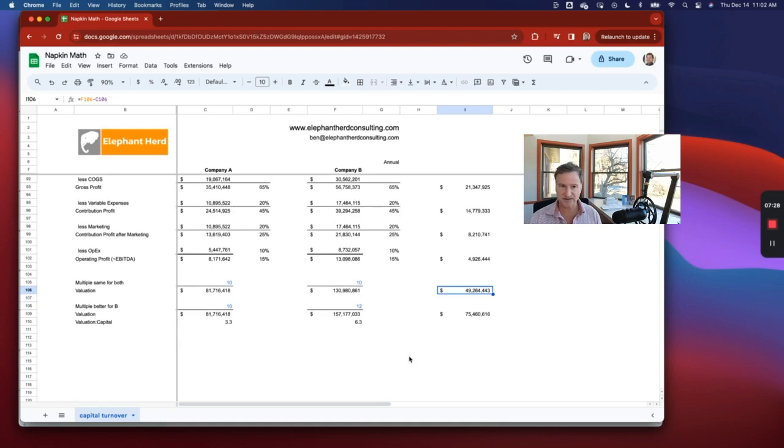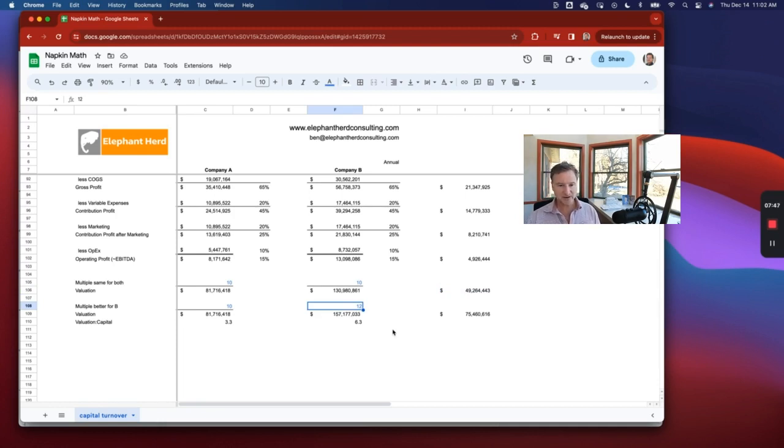But we also know that investors aren't dumb. They're not going to look at these two companies in the same way. They're going to say B is so much more capital efficient. I want B all day long, and maybe I still like A. So maybe I still like A at a 10, but company B deserves a higher multiple. I'm going to give it a 12.